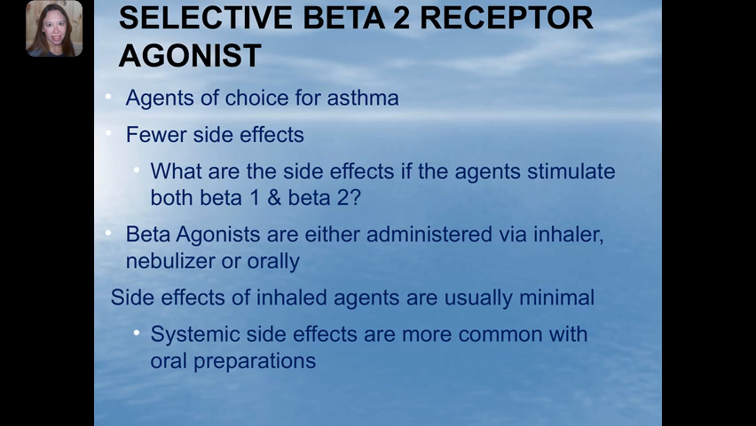When it comes to beta agonists, they can either be administered via inhaler, they can be administered via nebulizer, or we do have oral forms. When it comes to the inhaled medications, the side effects generally are minimal because they're going directly to the site where we want to see the therapeutic response. If we're giving a PO medication, we do tend to see more systemic side effects just because the medication is going to be going all across the body, triggering more organs to be affected with those side effects.